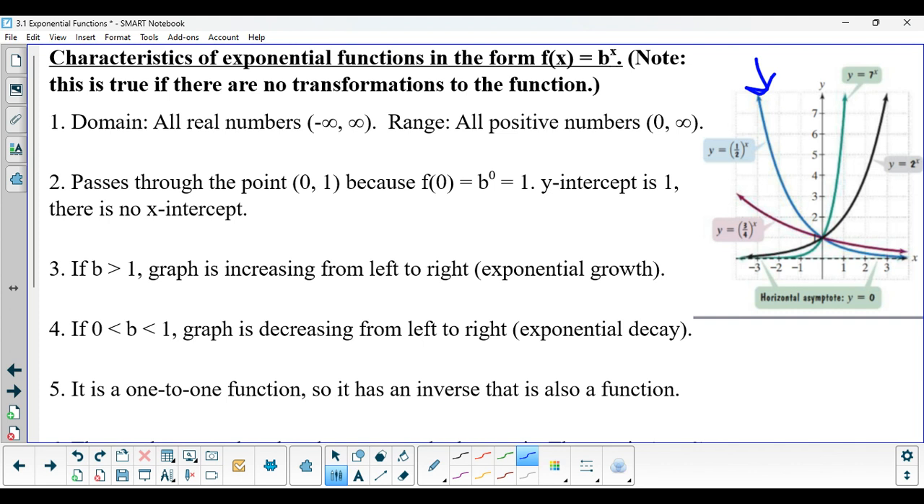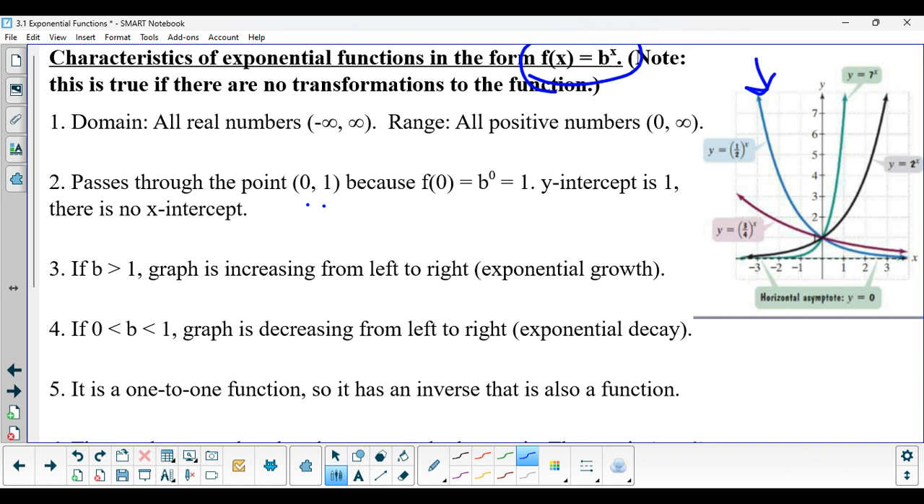If we're just looking at b to the x power, meaning there's just one number to the x power and nothing else added in there, then the domain goes from negative infinity to positive infinity, but the range would only go from 0 and up, so 0 to infinity. It passes through the point (0, 1), because anything to the 0 power always equals 1. And there's no x-intercept with these regular old functions.